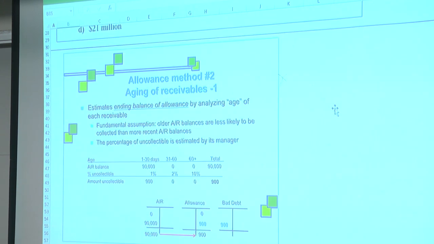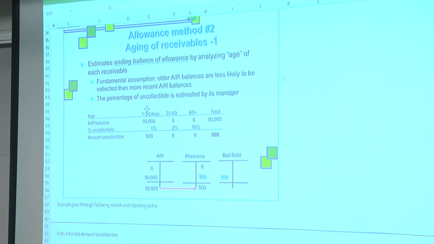Okay, so in your slides, there are 2 methods here. We talk about percentage of receivables, and this is sort of like a sub-method of that, aging of receivables, where we create an aging schedule based on how old each one of our receivables are. So there are slides which go through this. The slide following this one actually has an example of the following month and adjusting entry too, so you can go back to the slides for detailed examples on that.